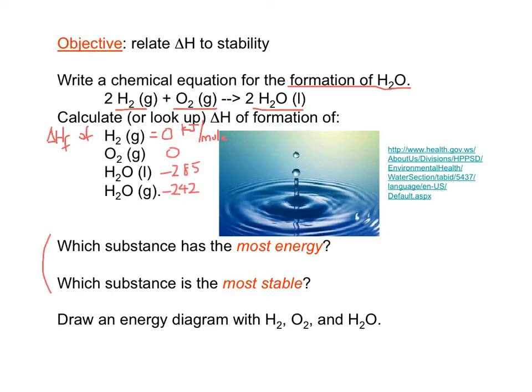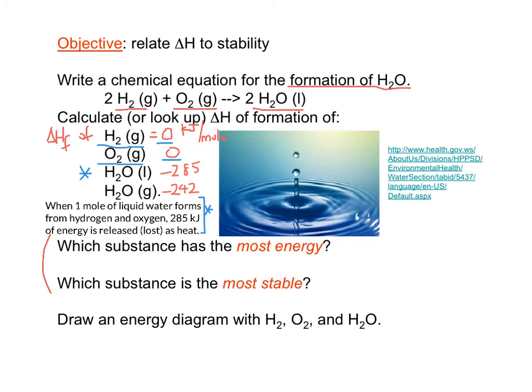And the answers are, remember, delta H of formation of elements in their standard state equals 0. Delta H of formation of water in its liquid state is minus 285 kilojoules per mole. This number tells us that liquid water is more stable or lower in energy than the hydrogen and oxygen it came from. Next, compare delta H formation of H2O gas to H2O liquid. The numbers tell us that H2O liquid is more stable or lower in energy than H2O gas.